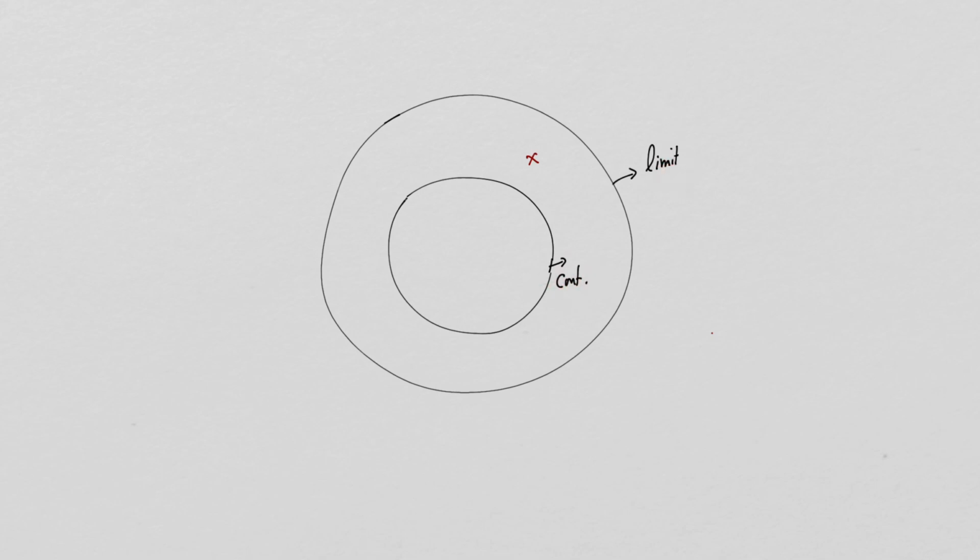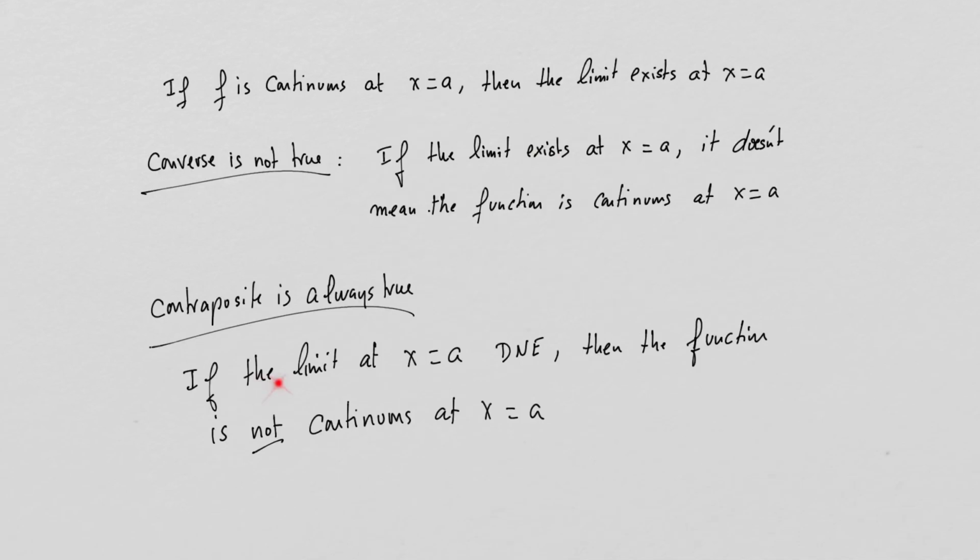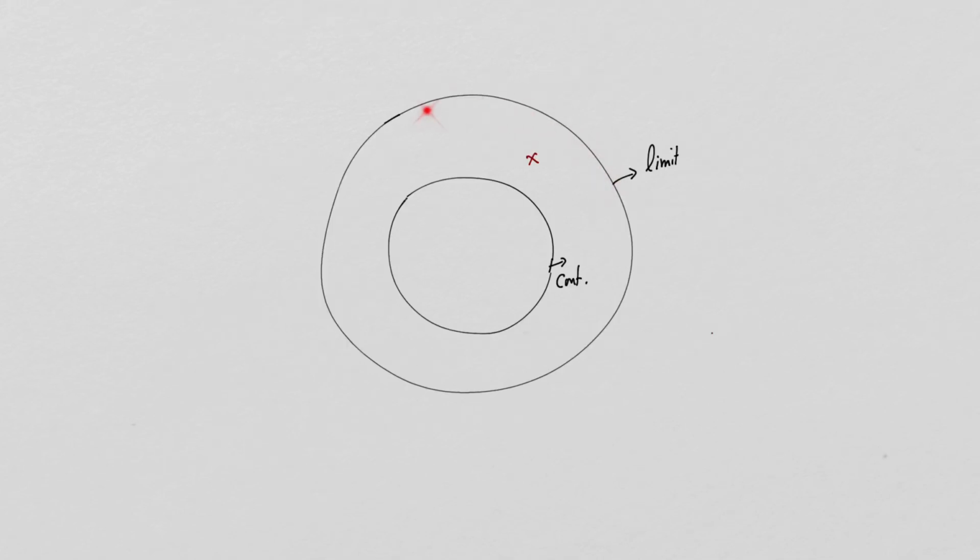Look at the contrapositive, and I'll conclude. If the limit does not exist, then the function is not continuous. It should make sense. If you are not in the big circle, there is no way you could be in the smaller circle, right? Because the smaller circle is in the big circle.